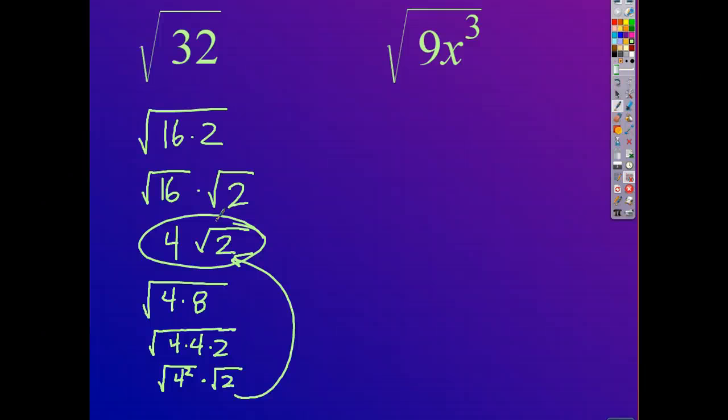And hopefully you remember doing this last year, and I know a lot of you struggled with it, but like many things, the second time you see it around, it tends to be a little bit easier. So let's go ahead.